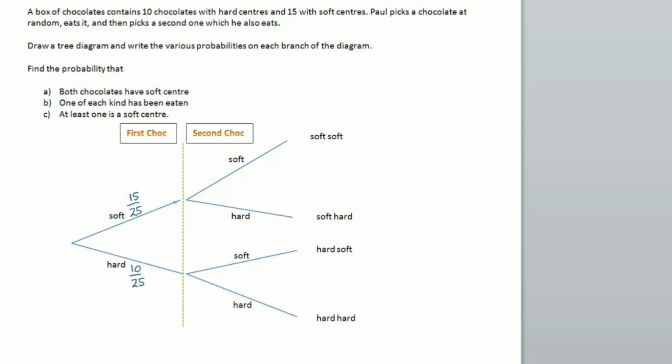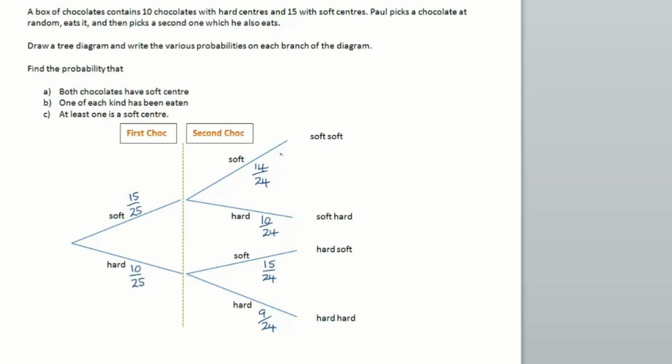Now, if the first one taken is a soft chocolate, soft centre, he's eating it, he's not putting it back, so for the next set of branches we've only got 24 in the box. If he's eaten a soft centre, there are 14 left. There are still all of the hard centres, but there's still 24 total now. The hard centres, there were 10 of them. Coming along this branch, if he's eaten a hard centre, there are still 15 soft centres left, but there's 24 altogether. If he's eaten a hard, there are only 9 hards left out of 24.